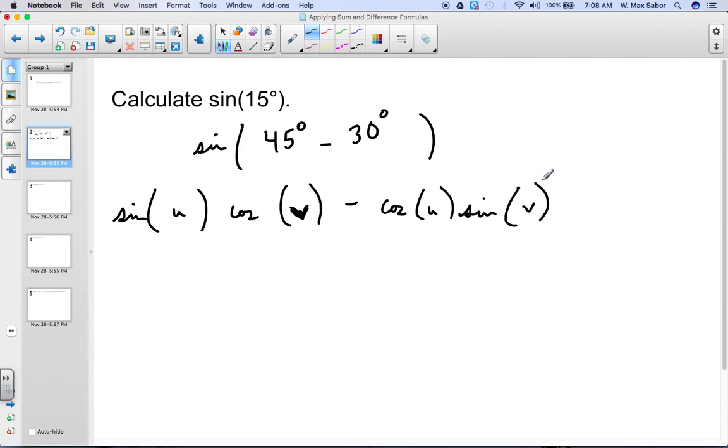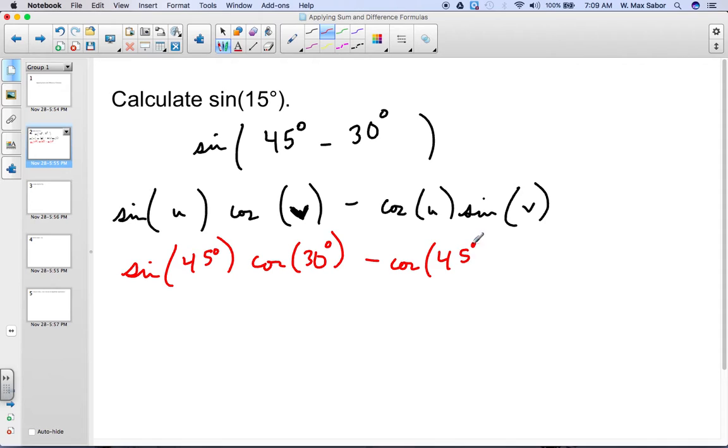And if I got that wrong, that's fine. It's just changing the order of these two by the commutative property. It's not that I just randomly picked them. It's that it doesn't matter whether you say cosine u sine v or sine u cosine v. Okay, now we plug in 45 for u and 30 for v. So sine of 45 degrees, cosine of 30 degrees, cosine of 45 degrees, sine of 30 degrees.